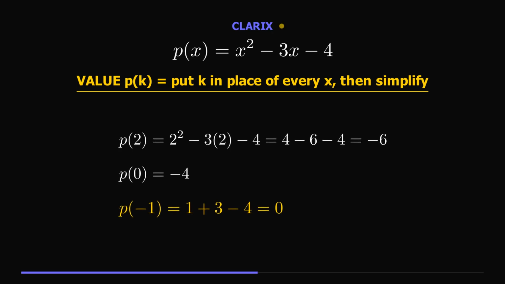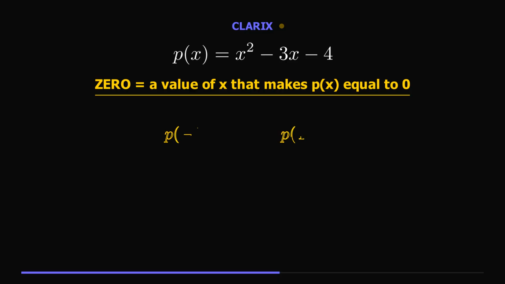One more, p of 0, put 0 everywhere, gives just minus 4. And p of minus 1. Careful with the signs, minus 1 squared is plus 1, minus 3 times minus 1 is plus 3, minus 4. So 1 plus 3 minus 4 equals 0. Interesting, we got 0. Hold that thought.